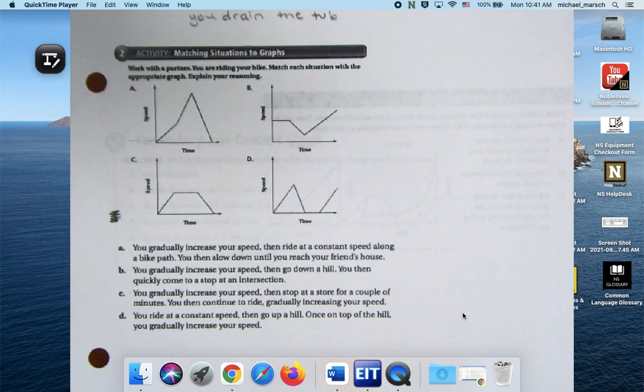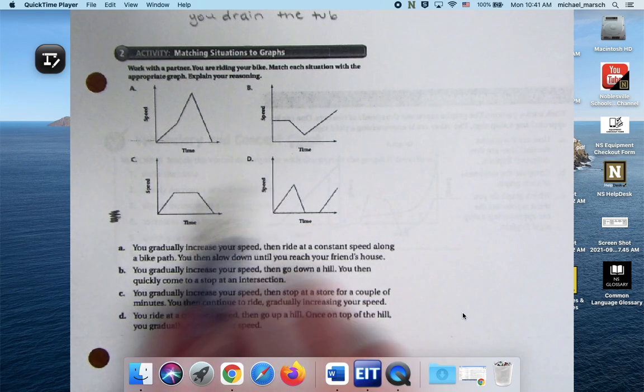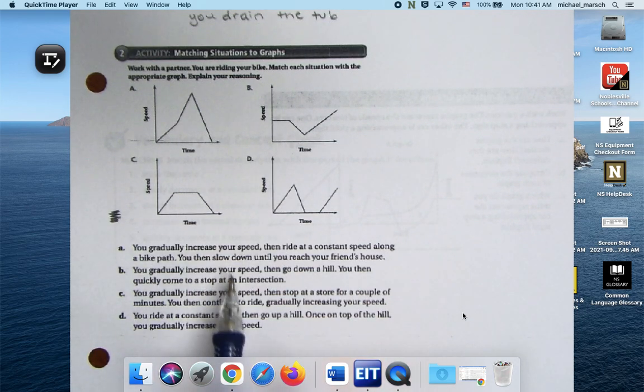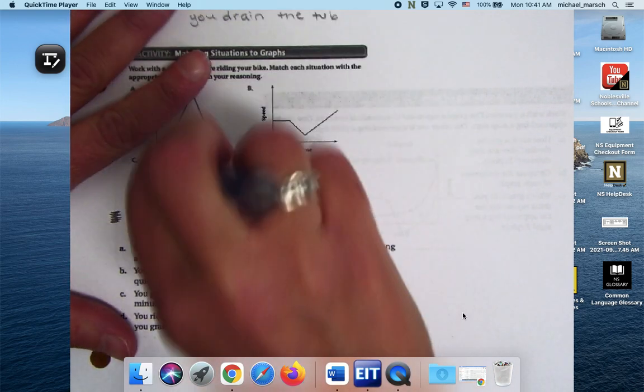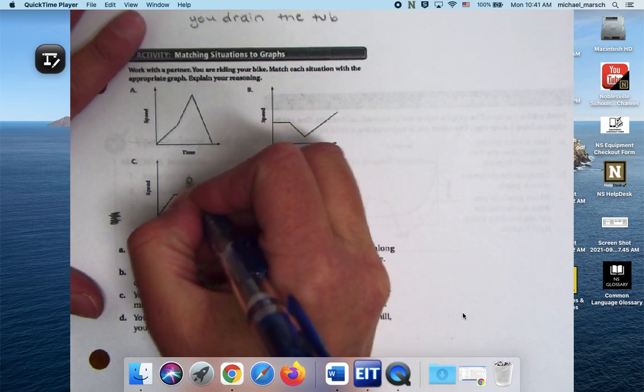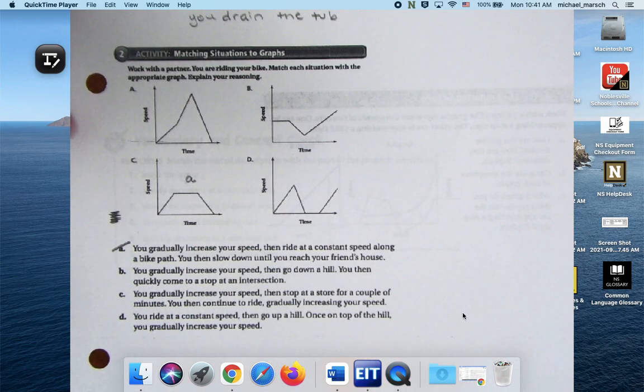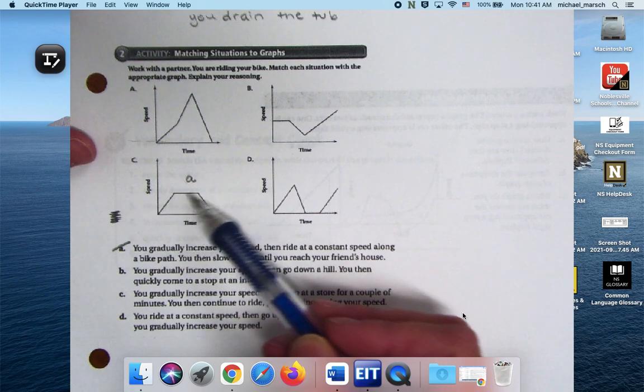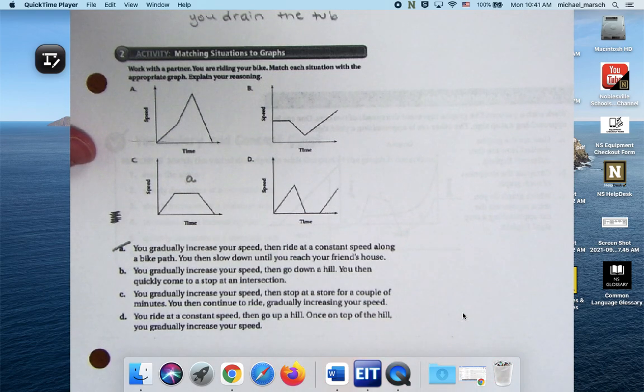Okay, who thinks they know which graph A would go with? Gradually increase, ride at a constant speed, then slow down until you reach your friend's house. What do you think it matches with? Kyle? C, wait, yeah. Yep, this would be, well, here, I'll put lowercase a. Yep, that definitely goes with this. So you increase, stay at the same speed, decrease.